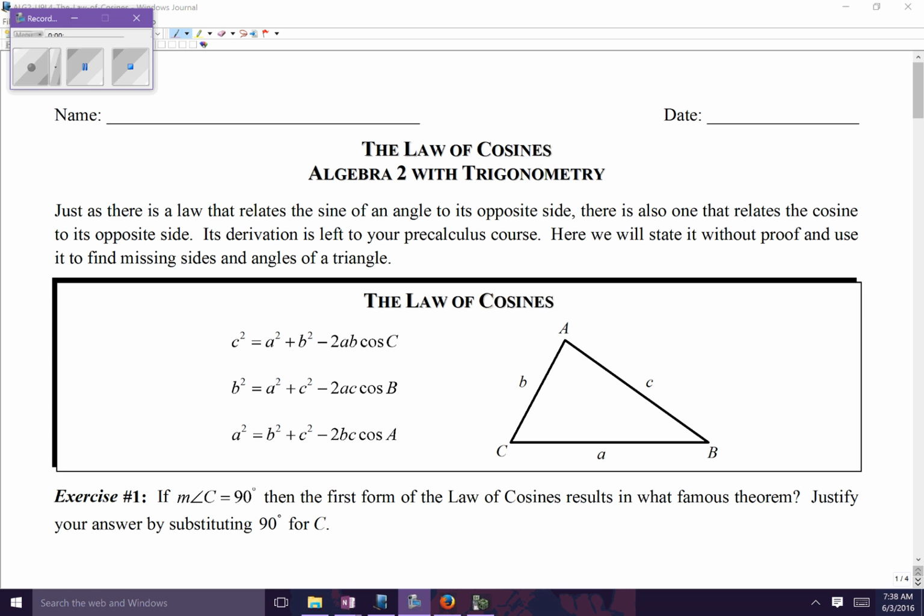Hi guys, we're going to work on Unit 9, Lesson 4, the law of cosines. A couple things about the law of cosines: it is located in your reference sheet, so if you ever don't know what it is, make sure you look back at your reference sheet.